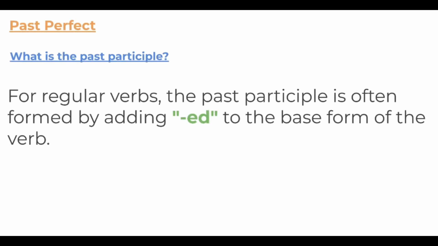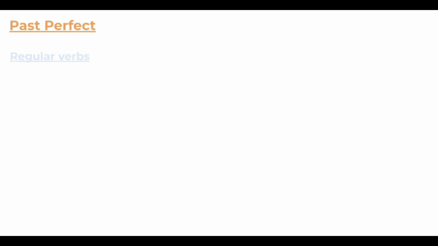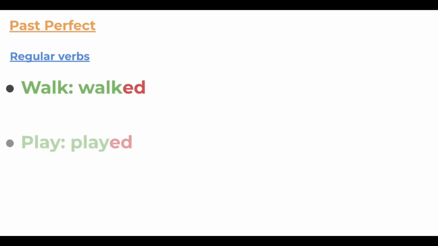And to form it, we add an ed to regular verbs. Now that's really important because irregular verbs are slightly different, but if they are regular, you add this ed to the base form of the verb. So, in other words, before the verb has been changed or altered at all, we add that ed. Regular verbs like walk becomes walked, play becomes played, jump becomes jumped. So it's fairly straightforward with regular verbs.